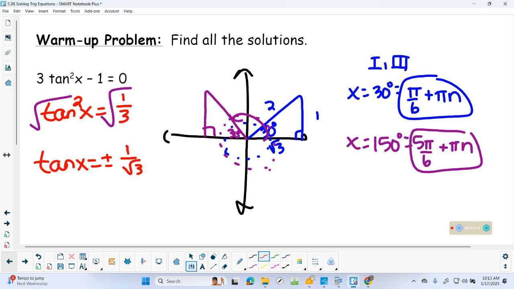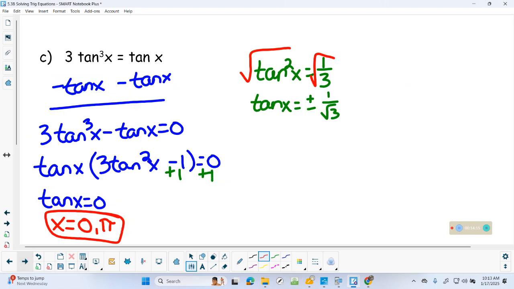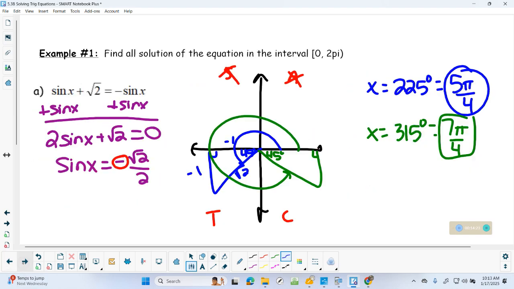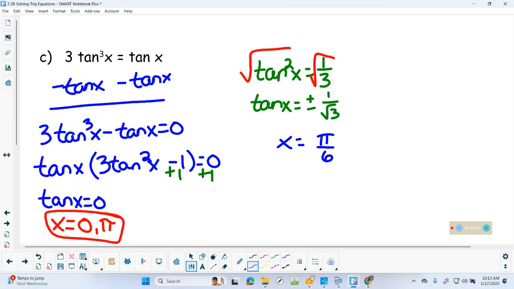So first I'm just going to steal the pi over 6. I'm going to write that one down. Let me click ahead here. Pi over 6. I'm going to steal the quadrant 2 answer, the purple, the 5 pi over 6. I'm just going to write that one down.